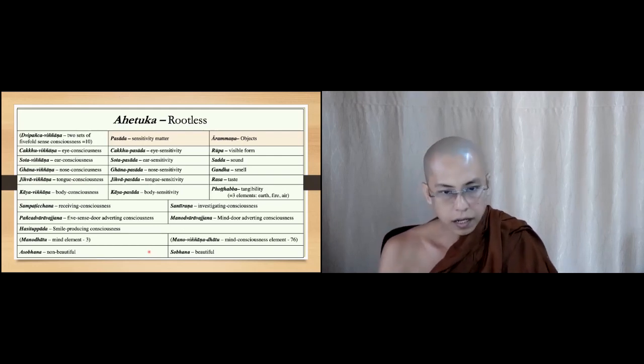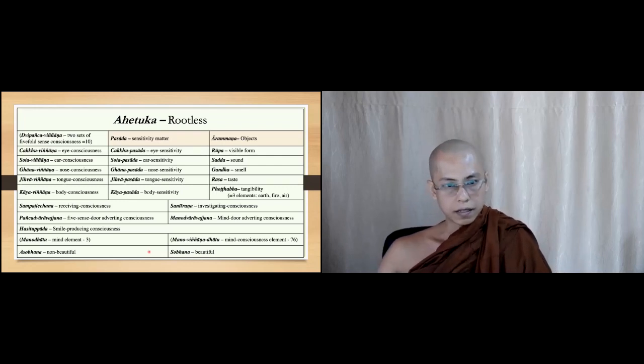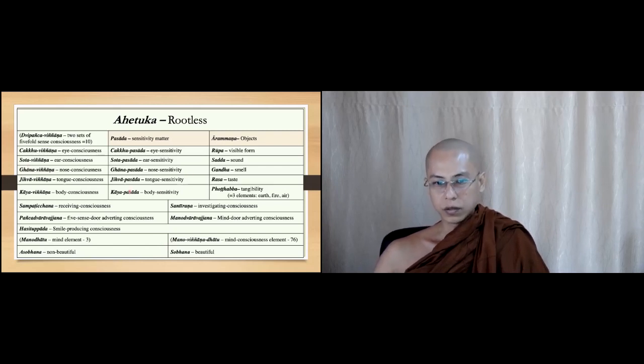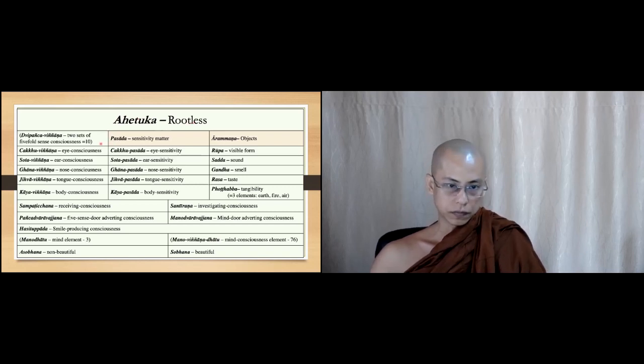Then we come to the second category of consciousness, the ahetuka, rootless. Here the usage is a little bit complicated. When we study the ahetuka consciousness, we need to know some usage. This is dvi-pancha-vinnana. The word dvi is two, and pancha is five, so dvi-pancha means two sets of five. Vinnana is sense consciousness. The dvi-pancha-vinnana refers to 10 types of consciousness. Here are cakkhu-vinnana, sota-vinnana, ghana-vinnana, jivha-vinnana, kaya-vinnana. These are the five-fold sense consciousness. They come in two kinds. We will understand when we study ahetuka citta in detail, so here we just learn the terms and translation.